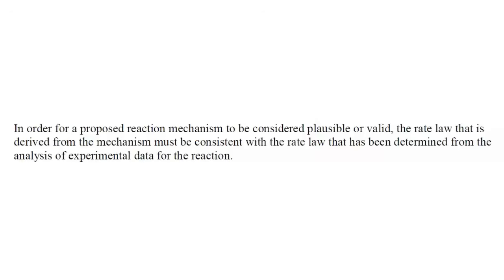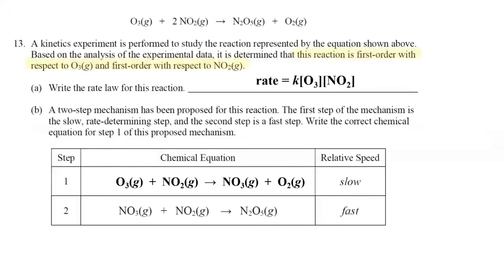So in order for a proposed reaction mechanism to be considered plausible or valid, the rate law that is derived from the mechanism must be consistent with the rate law that has been determined from the analysis. And we definitely see that the slow step shows one molecule of O3, one molecule of NO2 as reactants. That's why the overall rate law is first order with respect to each of those chemicals.